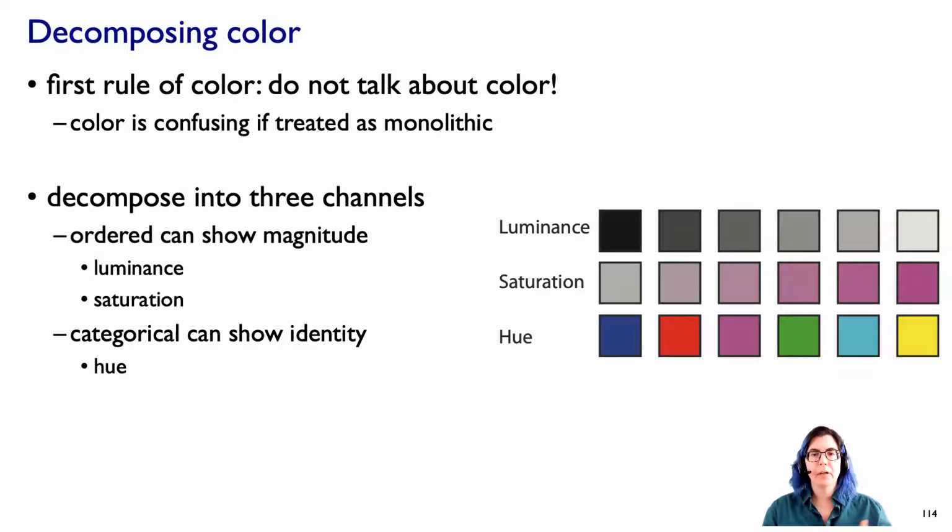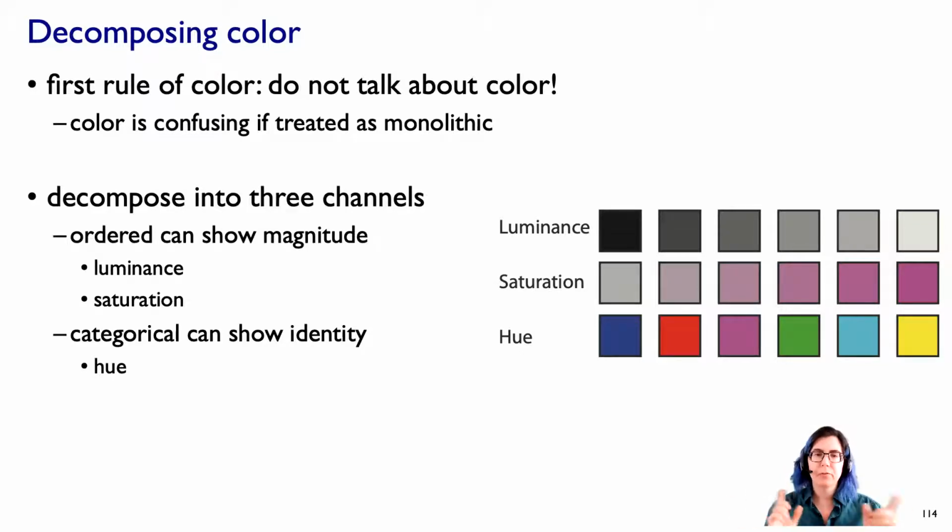If I put someone in a room and say, here's a dark gray and a black and a white and a light gray paint chip, please put them in order, I bet 2 different people will put them in the same order every time. But hue is an identity channel. It can be very well suited for showing categorical attributes.